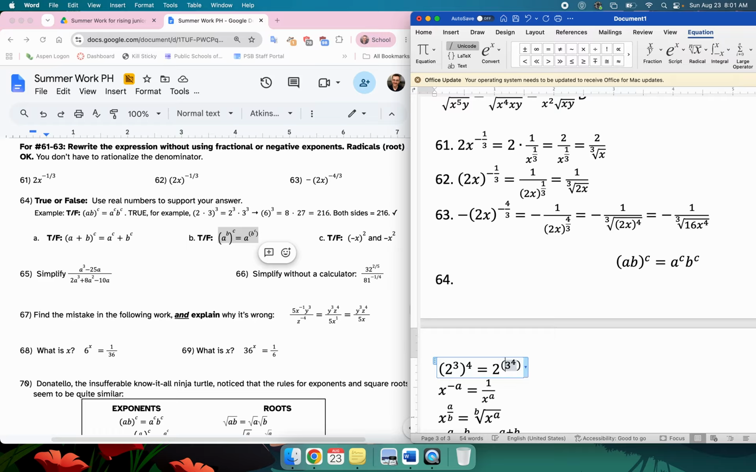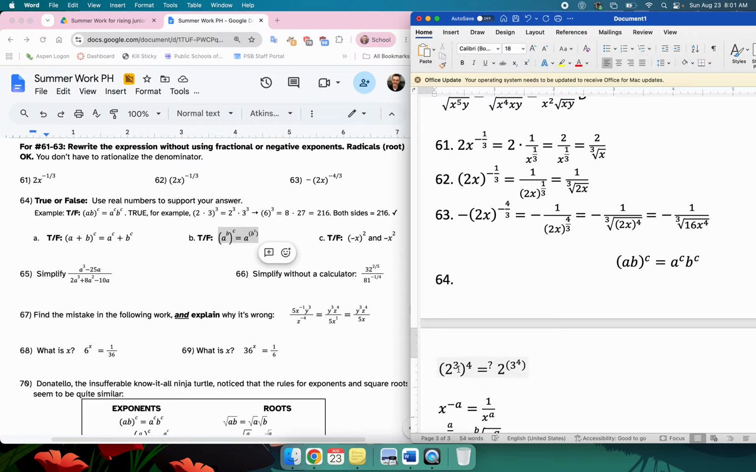Are these two expressions the same? Put a question mark there because we don't know. They're actually not. So what I'm saying here is first raise 2 to the 3rd power and then raise the result to the 4th power. So what is that? Well, 2 cubed is 8. So 8 to the 4th, right? What is 8 to the 4th? It's a pretty big number, right? It's 4,096.